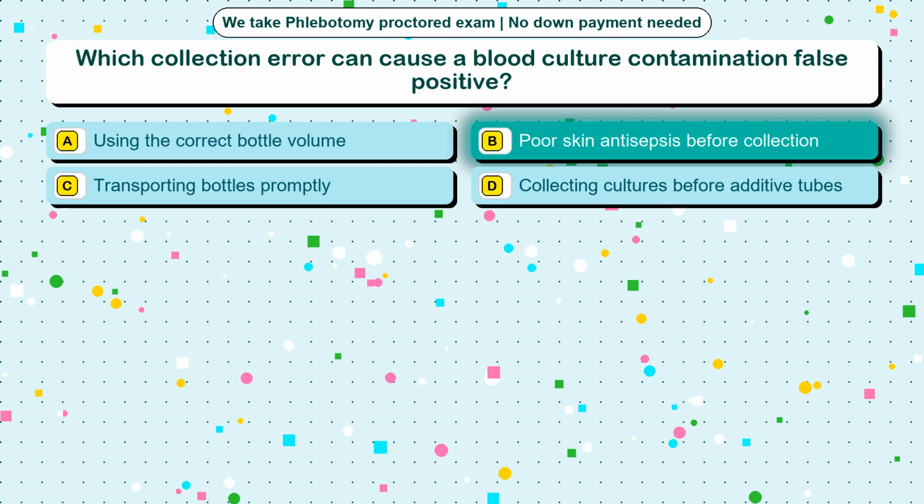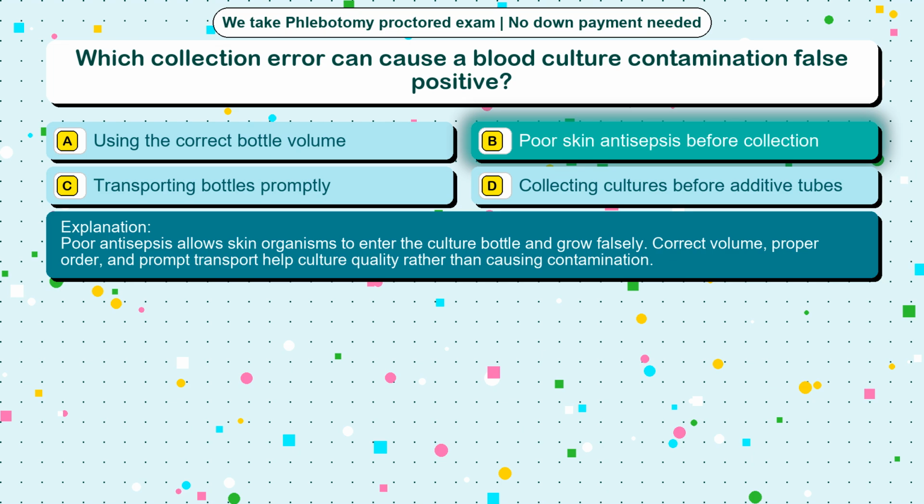Poor skin antisepsis before collection. Poor antisepsis allows skin organisms to enter the culture bottle and grow falsely. Correct volume, proper order, and prompt transport help culture quality rather than causing contamination.